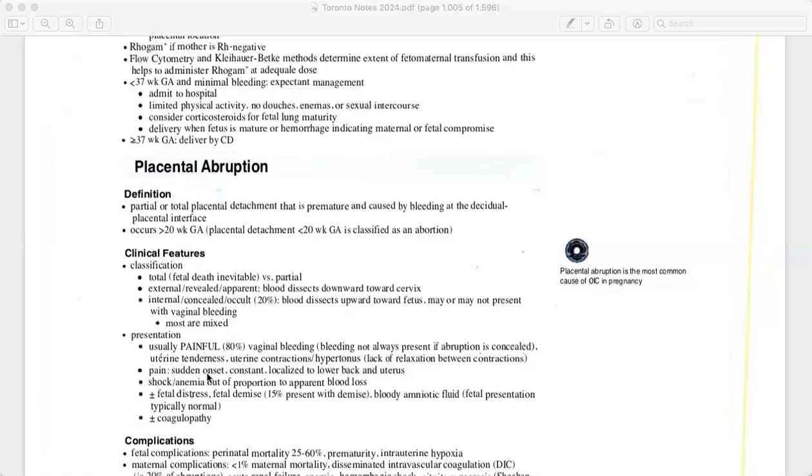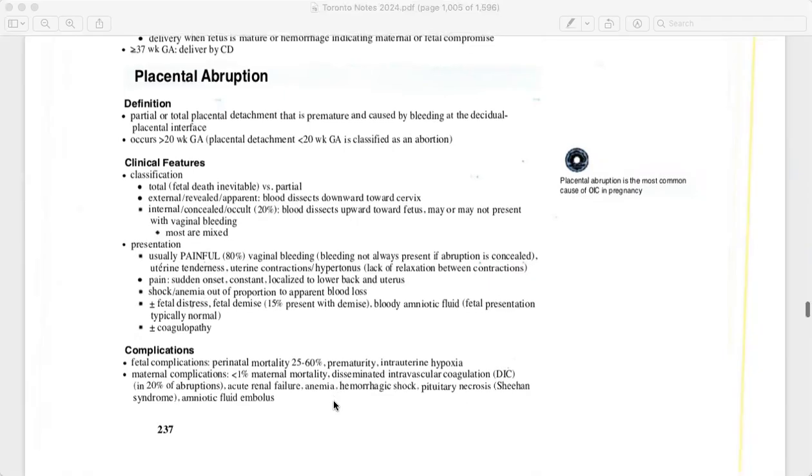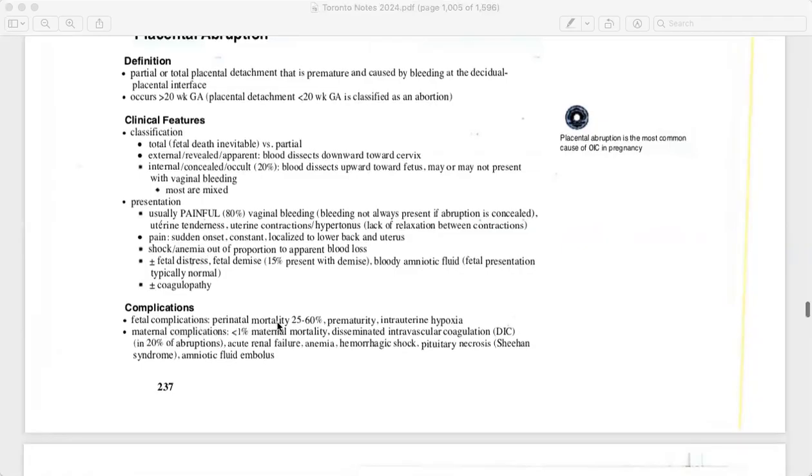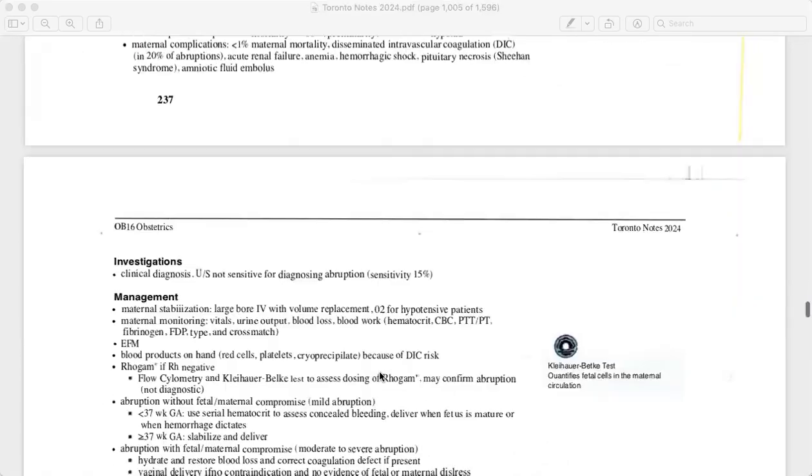Then painful vaginal bleeding, uterine tenderness, contractions, and hypertonus. Pain is sudden, constant, and localized. So shock, anemia out of proportion, fetal distress, fetal demise, and then bloody amniotic fluid can lead you toward thinking of placental abruption. And then coagulopathy. So you have to make sure PT and APTT have been done. Complications: fetal complications, perinatal mortality 25 to 60%; maternal complications, less than 1% maternal mortality, acute renal failure, anemia, and then hemorrhage, shock, or pituitary necrosis.